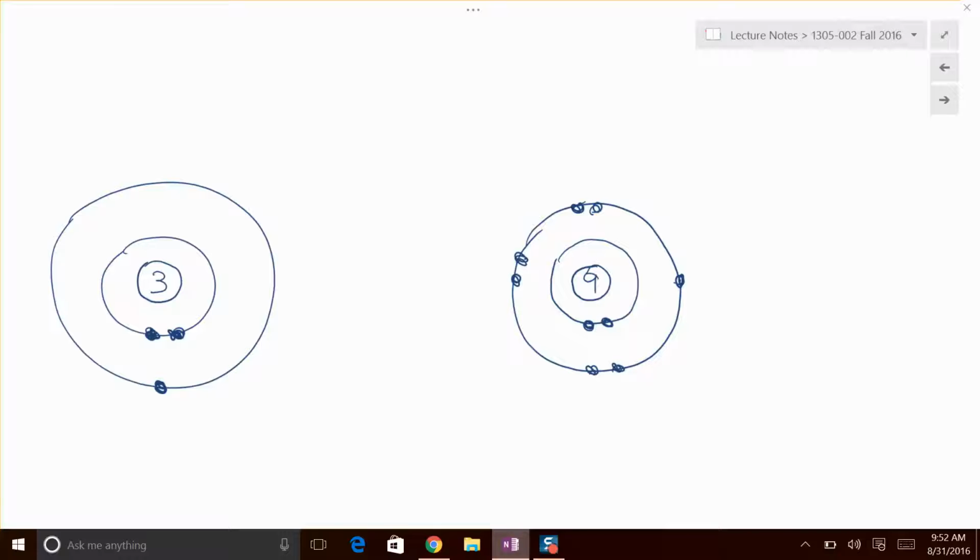What happens as I move away from fluorine? It's bigger. The size gets bigger. What's the biggest element on the periodic table? Number 87 is the biggest element on the periodic table.